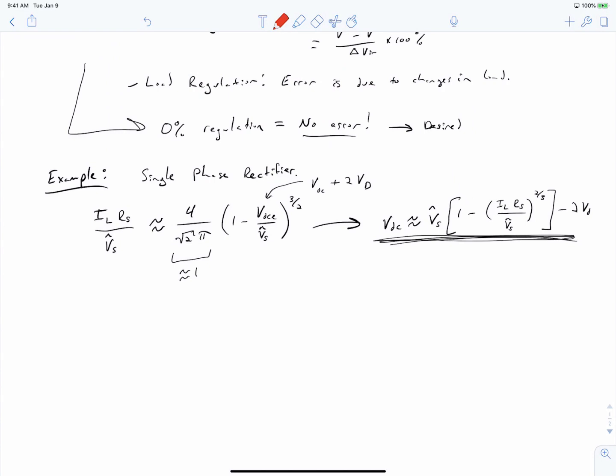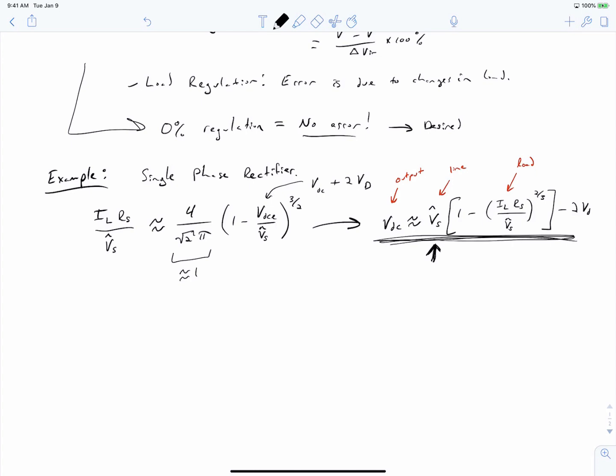And in this expression, we can note that VDC is our output voltage, Vs hat is our line voltage, our input, and IL is our load current, assumed to be DC. So we can see from this that as our line input changes, as Vs hat changes, VDC will also change. That means that we have no line regulation. As our line changes, our output voltage will change.